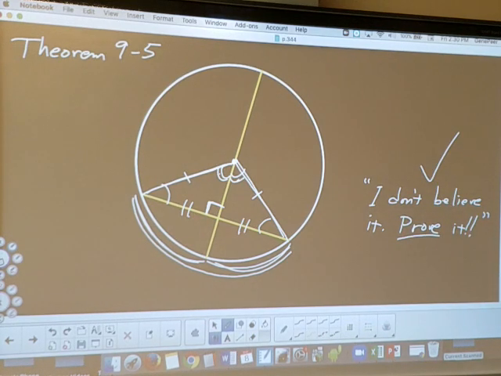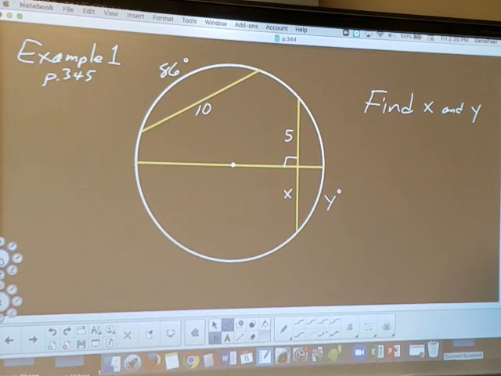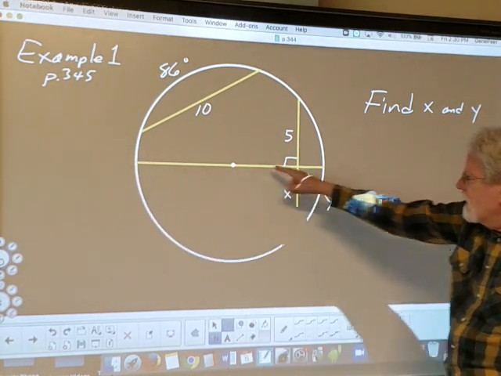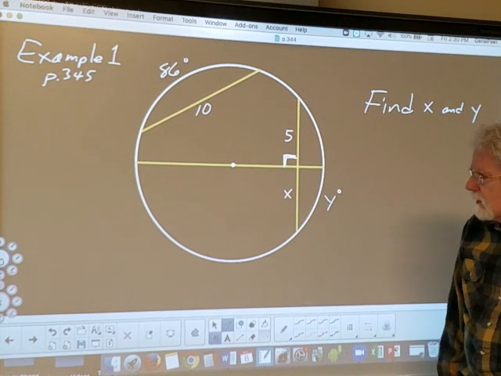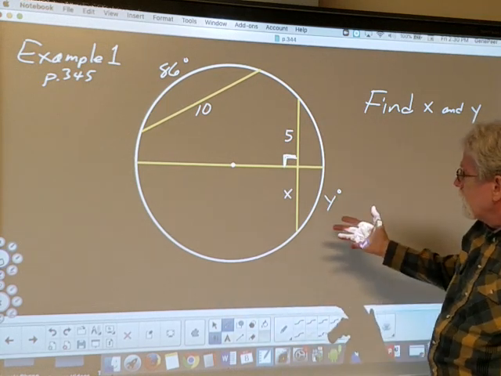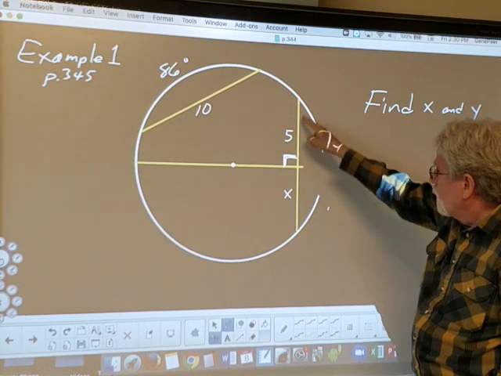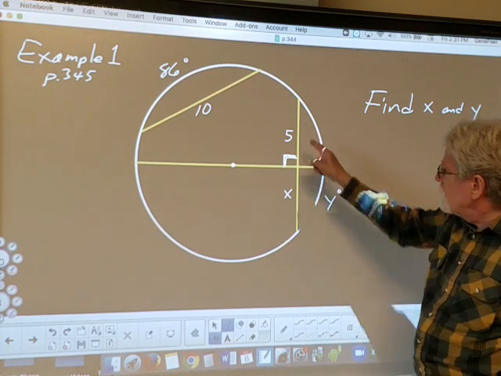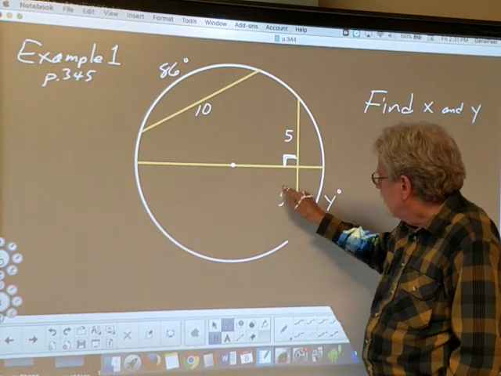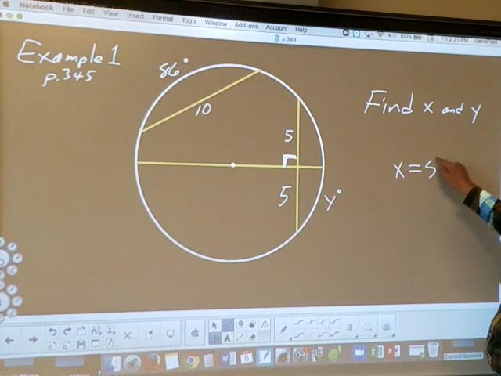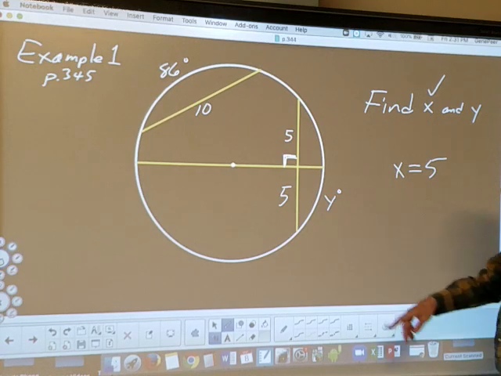Done. Moving on. Here's example 1 from page 345. All right, let's see here. What do we got going? We have a diameter perpendicular to a chord. Well, Theorem 9.5 says that when that happens, then the chord has been bisected, which means that x must be 5. In fact, let me just change that x into a 5 here. So we just solve for x. X is 5. Congratulations.